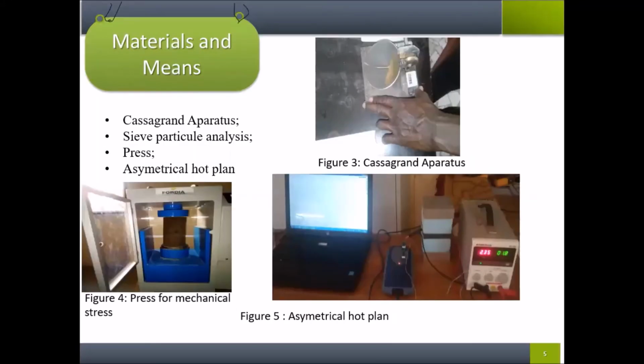And for doing this job, I have used many types of materials, such as the Casagrande apparatus to have an idea about the index of plasticity, the sieve particle analysis, and the press and asymmetrical hot plane, as you can see here in this photo.